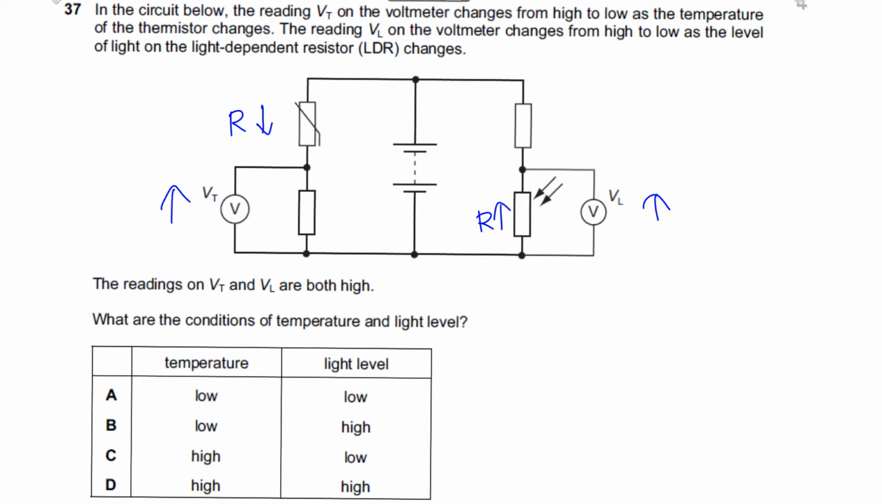So once again, the voltage of the cell is divided between these two. You want this side to be high voltage. Now this side we can adjust. This side you cannot adjust because it's a fixed resistor. For this side, you want it to be high voltage. The resistance of the LDR must be high or low? High. And this happens when it's dark or bright? Dark. So the answer is C.